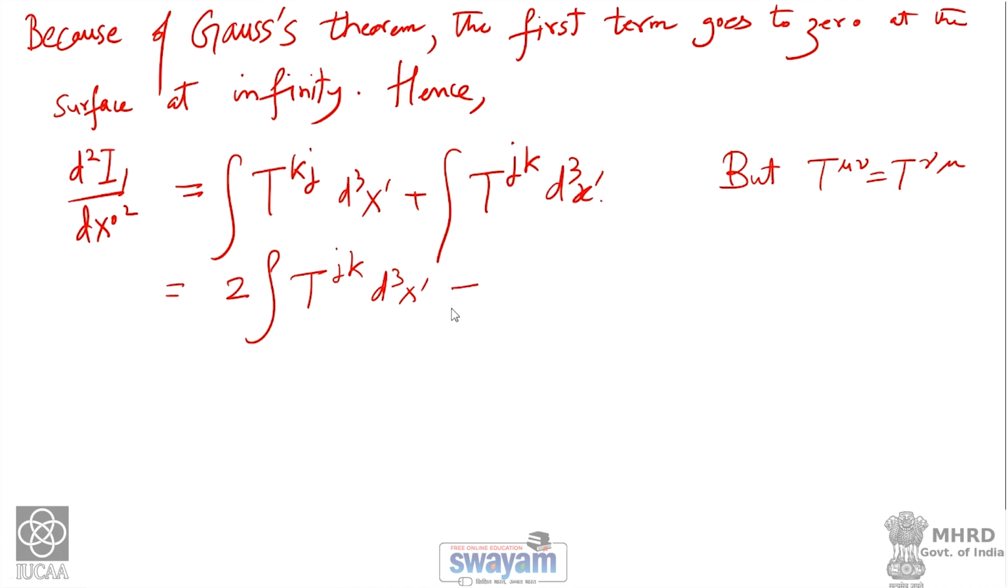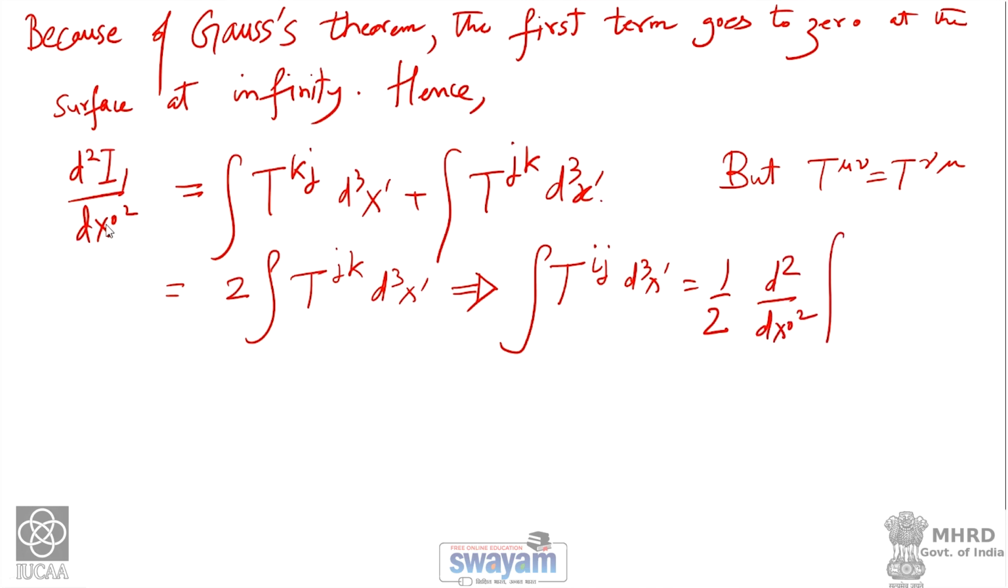So, in other words, we have proved that this implies that ∫T^{ij} d³x' is half of the second derivative d²/dx⁰² whole square. And what was I¹? I¹ was simply T^{00}, if it is ij, then it is x'^i x'^j T^{00} d³x'.